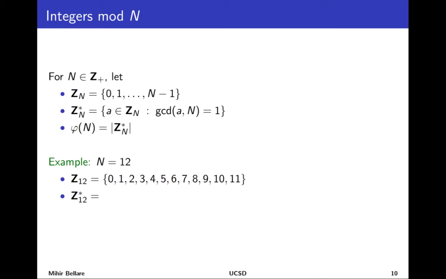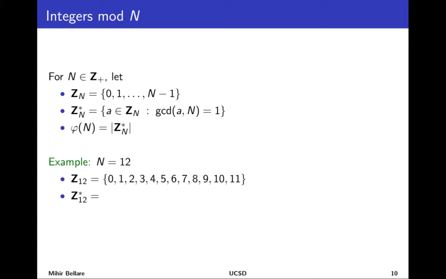Now, it's clear that the size of the set Zn is n. There are n things in it. But what's the size of Zn star? How many such things are there? That may not be readily apparent, and it comes up often enough that mathematicians have a special notation and name for it. It's called the phi function, or the Euler phi or totient function, phi of n, and it returns the size of the set Zn star.